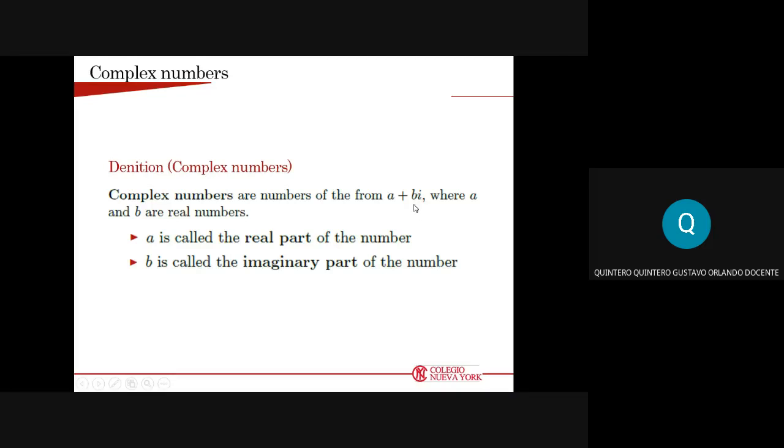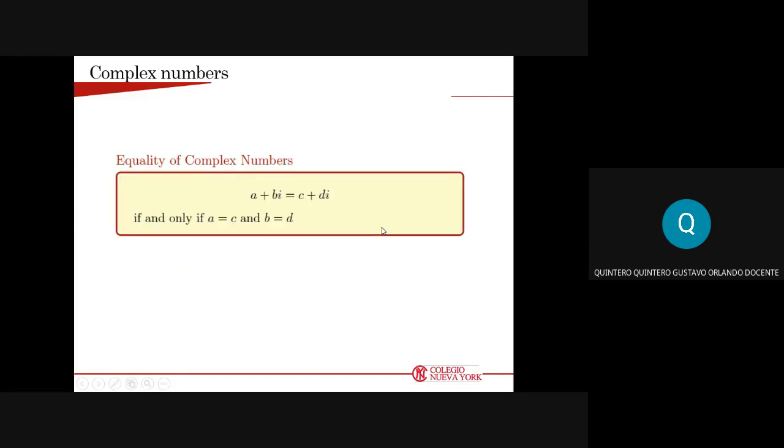And what is i then? i is just the imaginary unit that we saw in the beginning, right? Here are some examples. I'm going to do some examples later. All right, sum, addition of complex numbers.